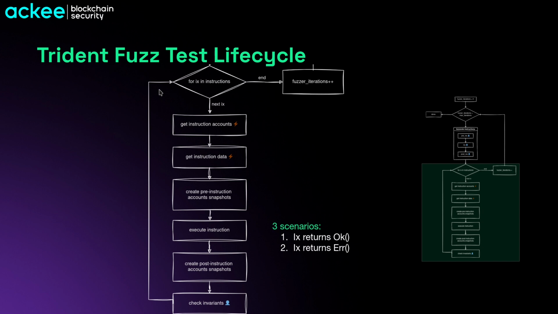The developer can either decide to continue the iterations over the generated instructions, or skip everything and go to another fuzzer iteration. So this was the second scenario.